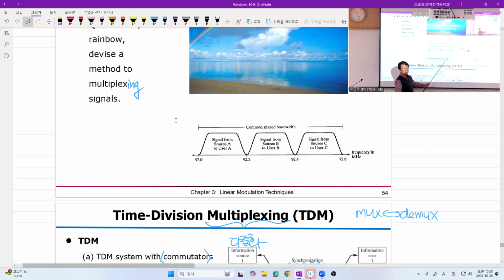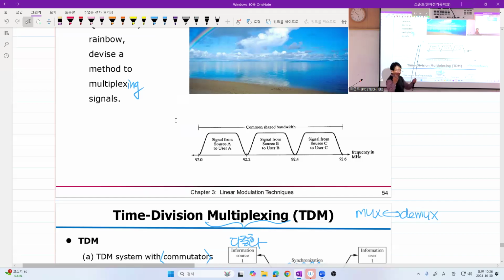Here is a signal for NBC. Here is a signal for SBS. There are some signal from CBS, something like that. So in the frequency domain, your signals do not overlap, or even though they overlap, they do not interfere much. That is the idea of frequency division multiplexing.